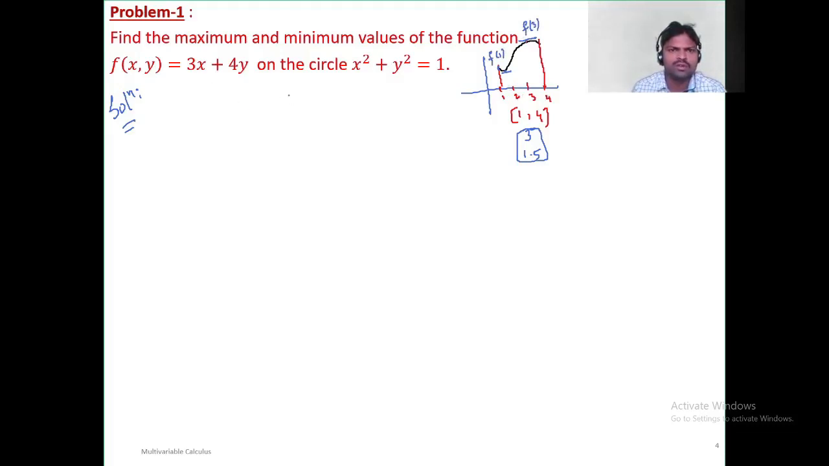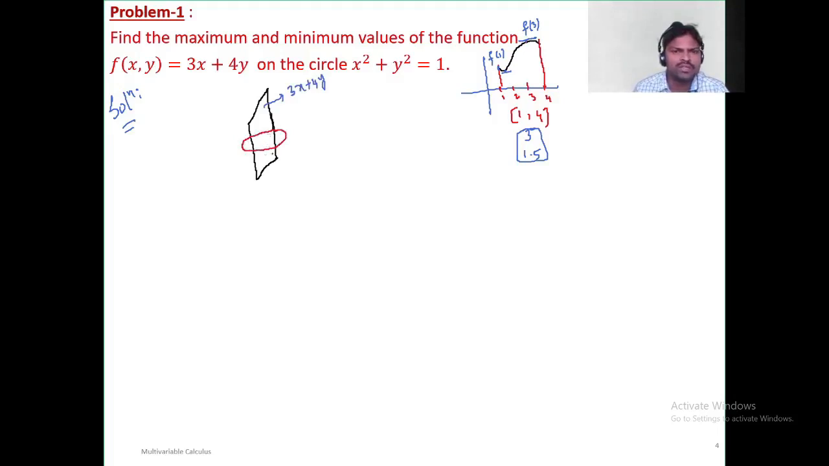So now this is the function. Okay, let me draw a rough figure, not exact, just for understanding purposes. Now this is 3x plus 4y. Let us consider just 3x plus 4y. Now for this function, what do I have to do? I have to find the maxima and minima in this circle only. We should not cross this circle.